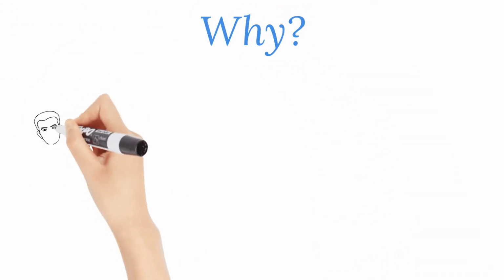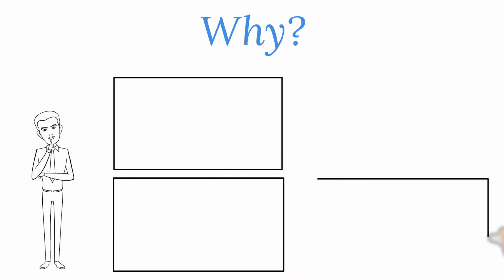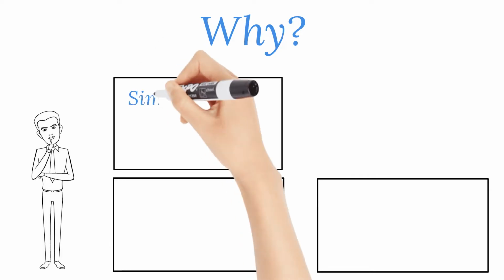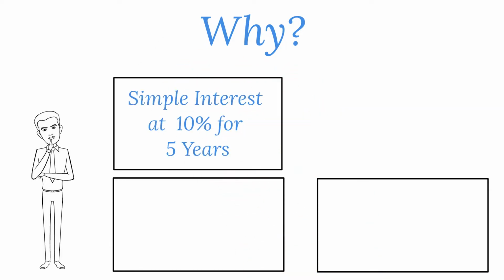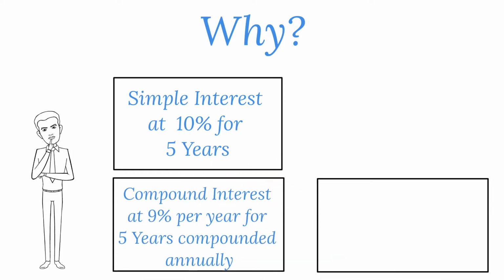Now let's talk about why we should know about this effective rate. Let's say you want to take a loan and you are given three options. The first option is simple interest at 10% rate of interest for 5 years. The second option is compound interest at only 9% per year for the same 5 years, but this will be compounded on an annual basis.